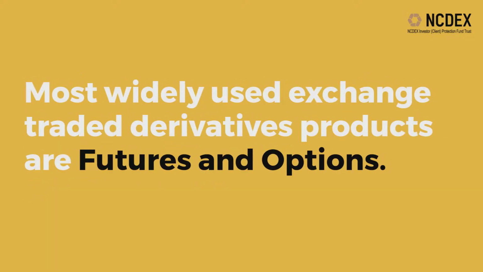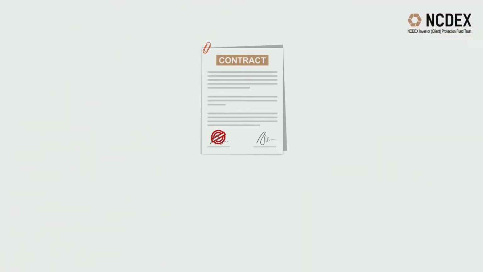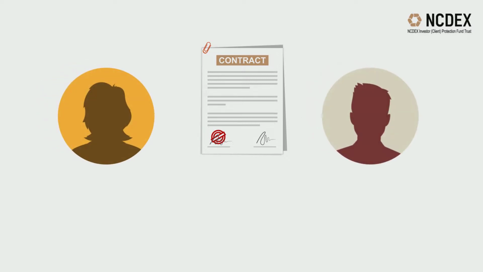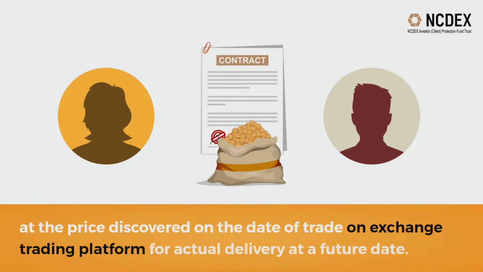Most widely used exchange-traded derivatives products are futures and options. In this video, we shall cover futures. A futures contract in commodities being exchange-traded is an agreement between two or more parties to buy or sell an underlying commodity, for example chana, at the price discovered on the date of trade on the exchange trading platform, for actual delivery at a future date.